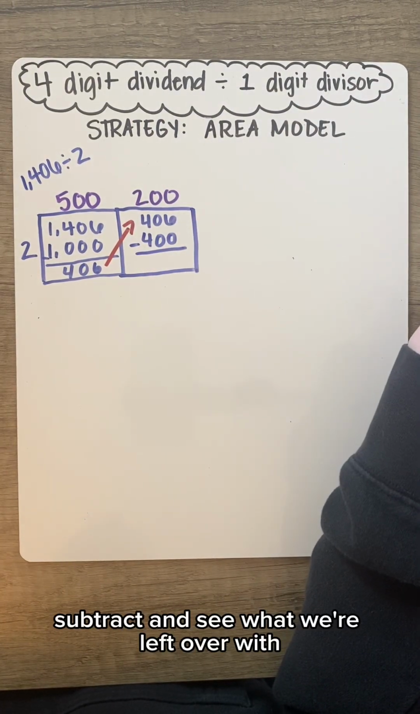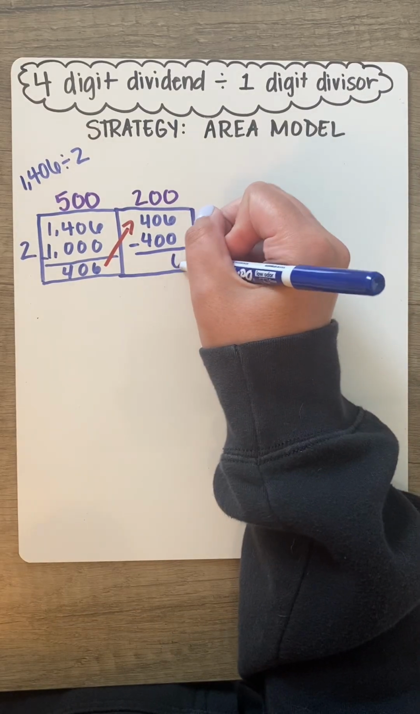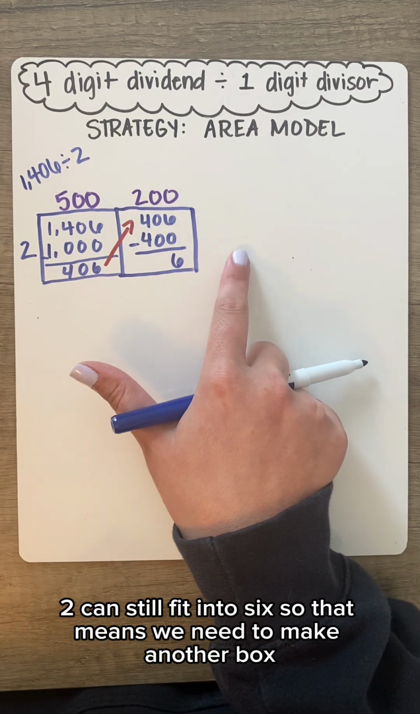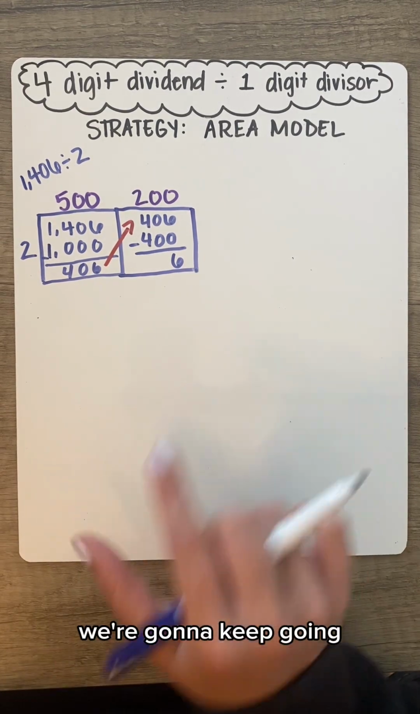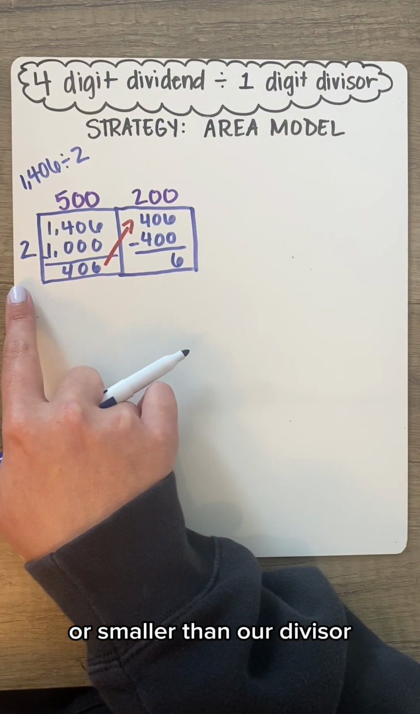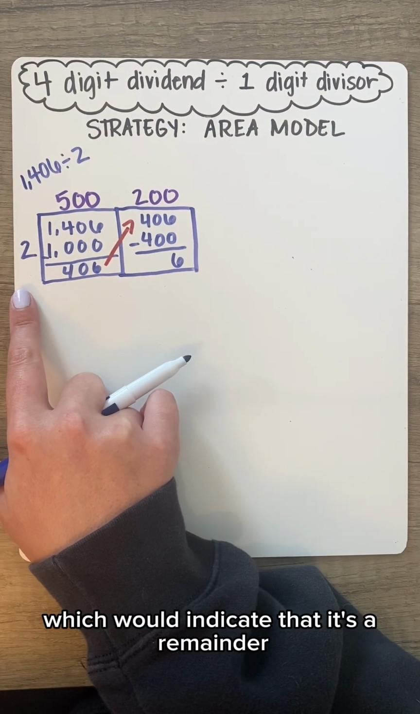Subtract and see what we're left over with. 2 can still fit into 6, so that means we need to make another box. We're going to keep going until the number that we're left over with is either 0 or smaller than our divisor, which would indicate that it's a remainder.